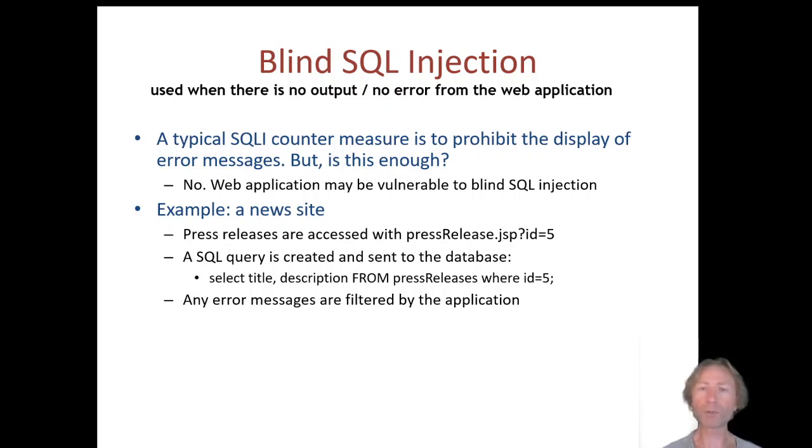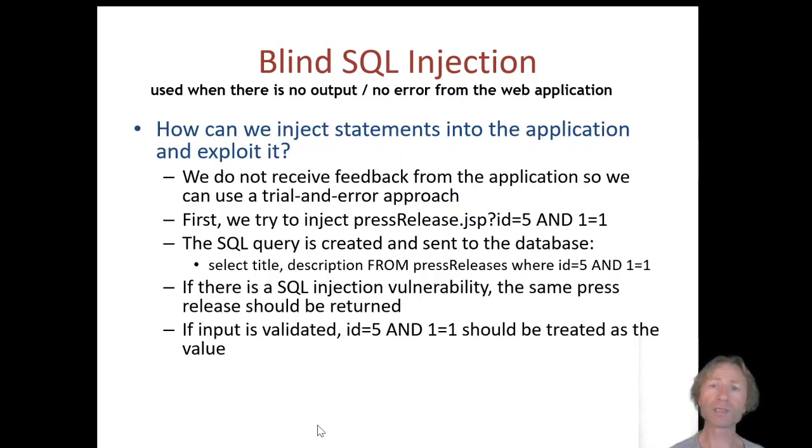arbitrary example, there are press releases, and you have press releases that are accessed with an identifier. So if you want to have press release number 5, you provide identifier number 5. And this leads to a SQL query being sent to the database, and the press release being echoed back to you. So in this case, we're assuming that there's no feedback coming from the application.